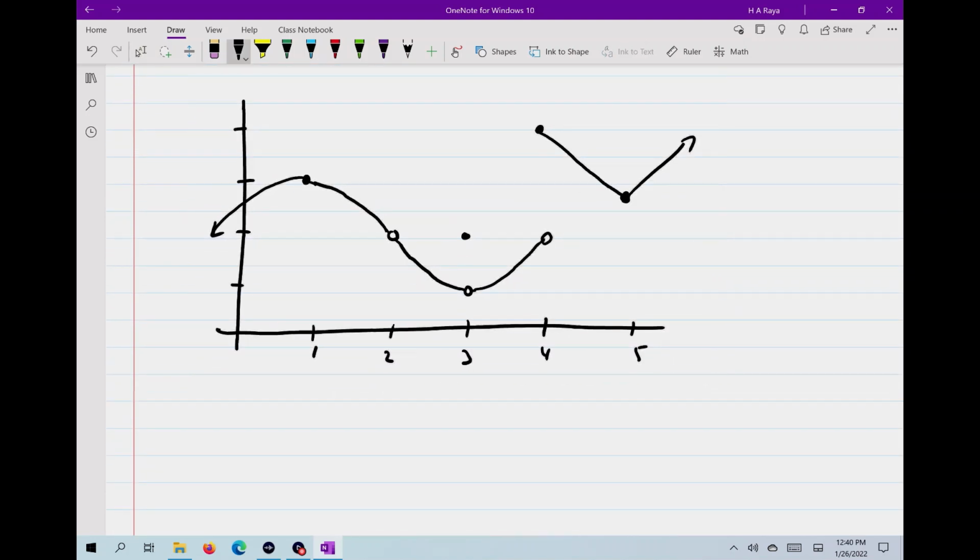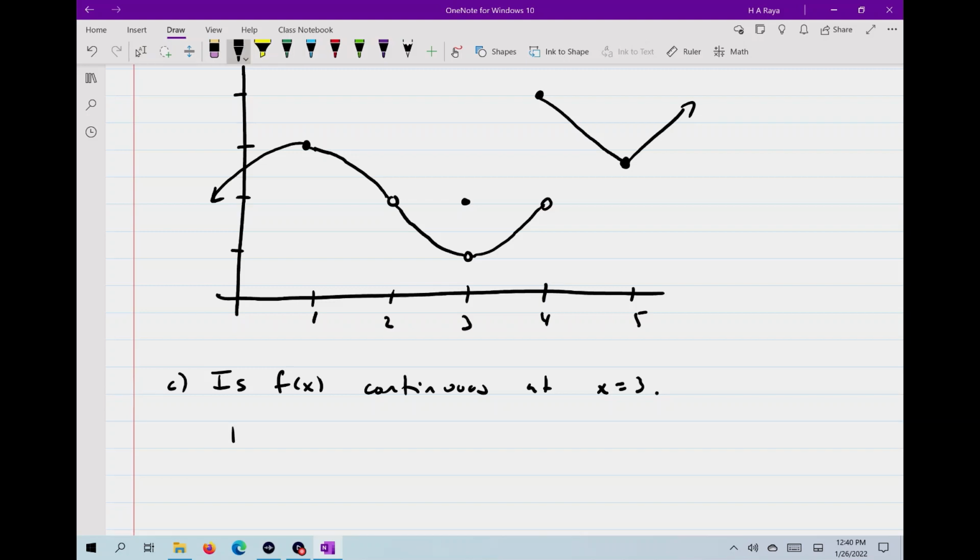Continuing this process, is f of x continuous at x equal to 3? Again, we will ask ourselves whether it satisfies the three criteria. 1, does f of 3 exist? Indeed it does. When you plug in 3 into your function, you will get 2. Again, this is the value in our function that we're referencing, and in this case, your f of 3 would be 2.